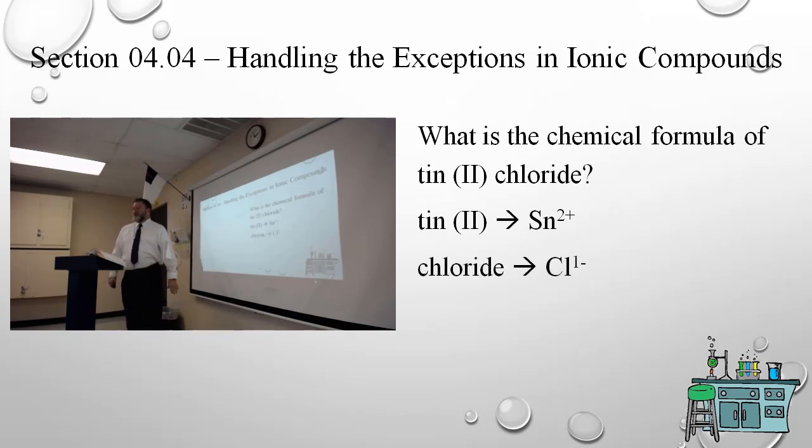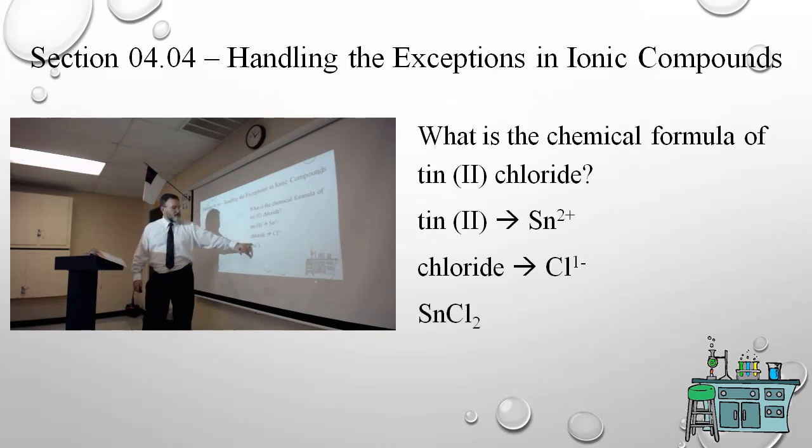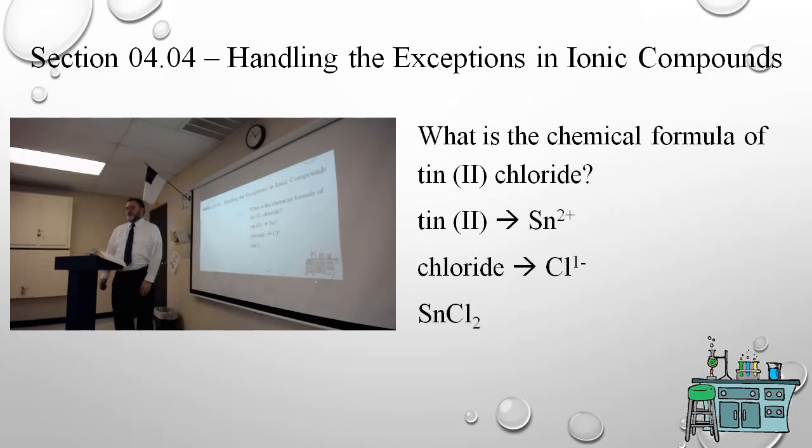Now, the second half is exactly the same. Chlorine is still column 7A, nonmetal, wants to receive. When it does, it receives 1. Boom, there's my... Now what's the formula for tin 2 chloride? SnCl2. See? That's how we handle the exceptions. They will tell you, using a Roman numeral, what amount of positive charge the cation has by giving you that Roman numeral. Okay? Do we have questions on that?